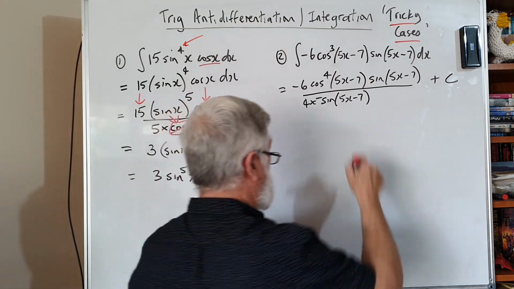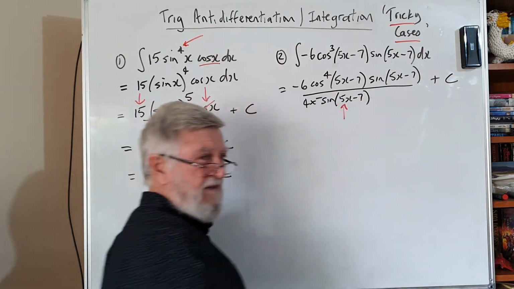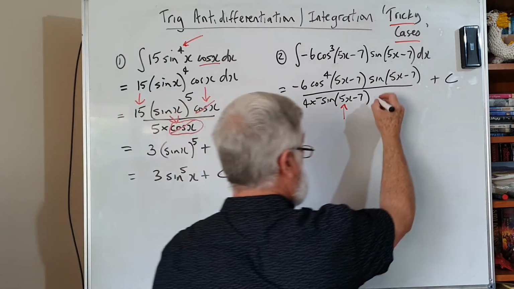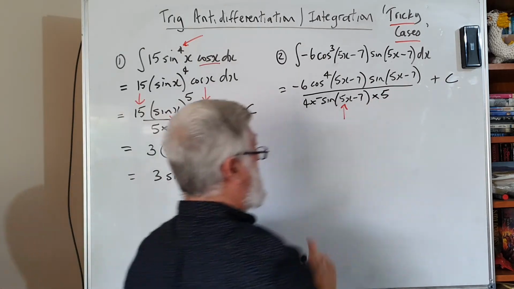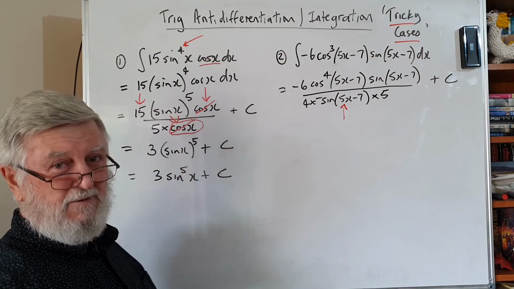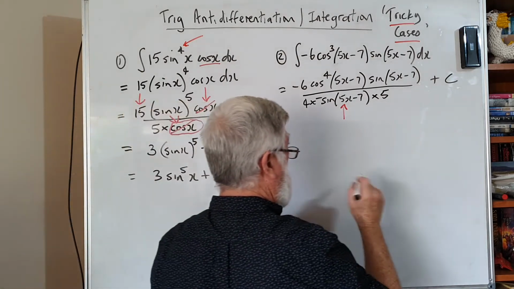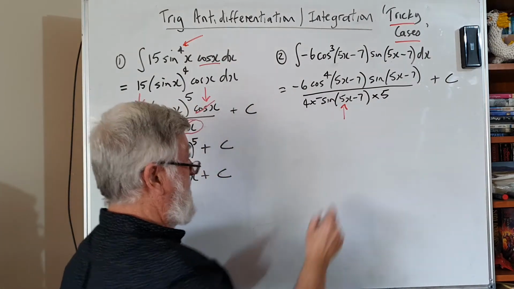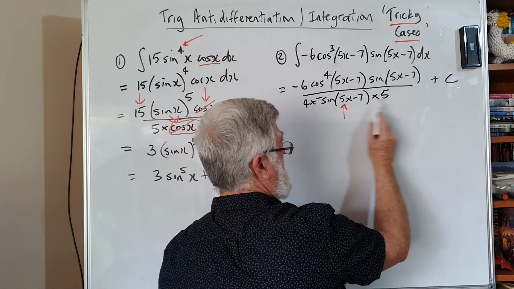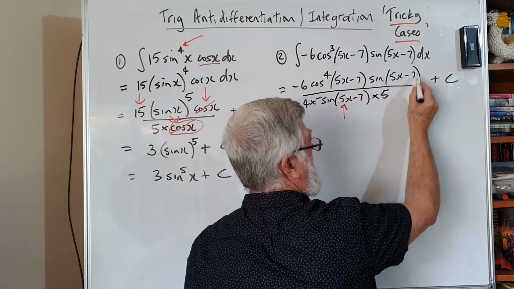For some reason, lots of people, it doesn't make sense to their brain. So this has got another times by 5. Now the question is actually finished. Then you want to tidy it up and see what's happening. The only reason this method works is because all of that sine 5x minus 7 will cancel with all of that sine 5x minus 7.